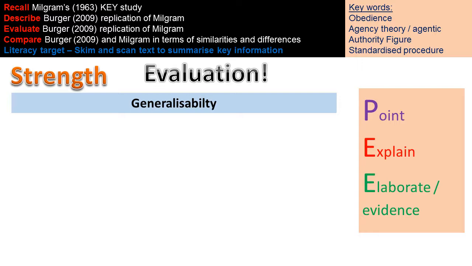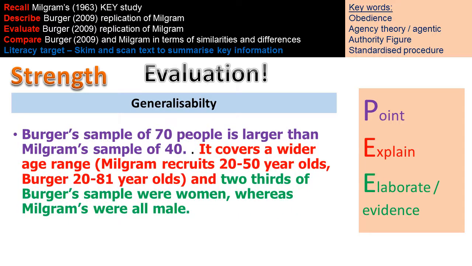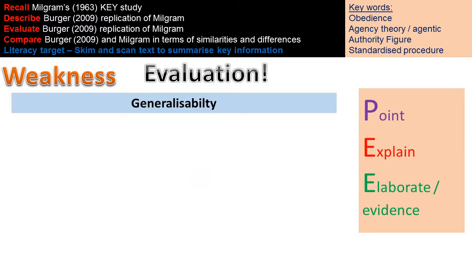Looking at Berger's study in terms of strengths and weaknesses, if we start with generalisability, Berger's sample had 70 participants, so obviously that's bigger than Milgram's original sample of 40, and he manages to cover a wider range of ages, so he actually looks at 20 to 81-year-olds. Two thirds of the sample were women, whereas all of Milgram's were men.